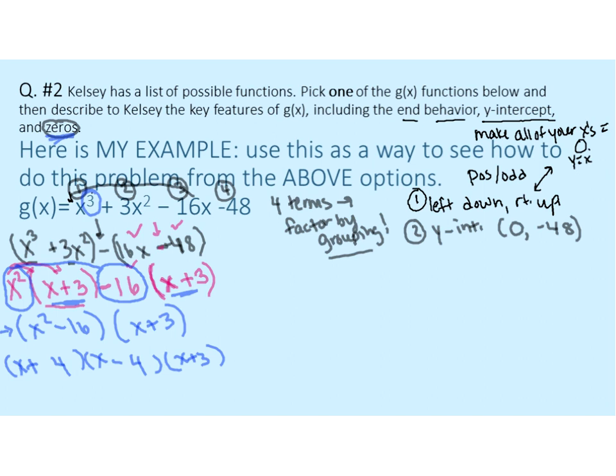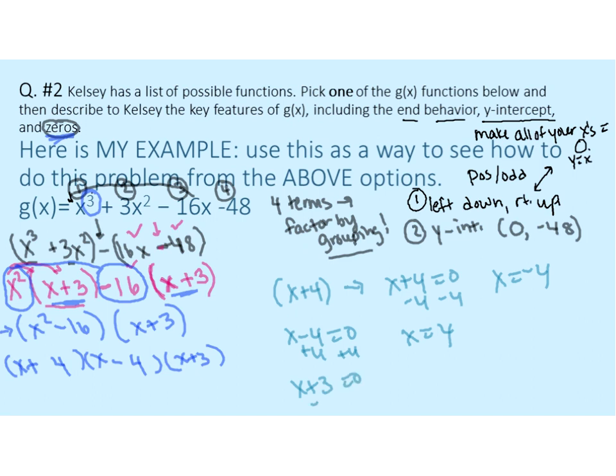So when it asks for the zeros, what you do is you set x plus 4 equal to 0. I'm sorry, I didn't want to put those in parentheses. You just do x plus 4 equals 0, so x equals negative 4. x minus 4 equals 0. You add 4, so x equals 4. And then we have x plus 3 equals 0. We subtract 3, and we get x equals negative 3.